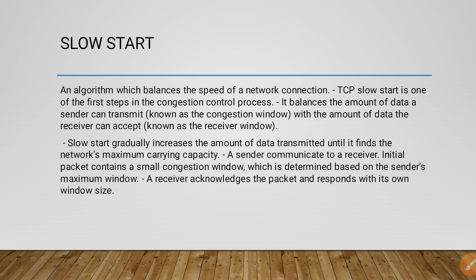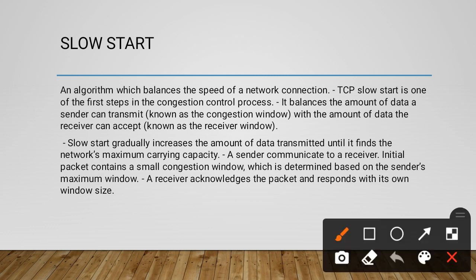Slow start. The algorithm which balances the speed of the network congestion. TCP slow start is one of the first steps in the congestion control process. It balances the amount of data the sender can transmit with the amount of data the receiver can accept. Slow start gradually increases the amount of data transmitted till it finds the network's maximum carrying capacity. A sender communicates to the receiver. The initial packet contains a small congestion window, which is determined based on the sender's maximum window. The receiver acknowledges the packets and responds with its own window size.